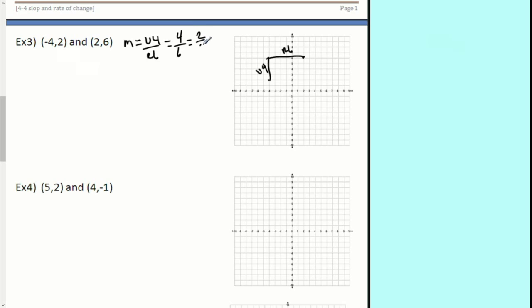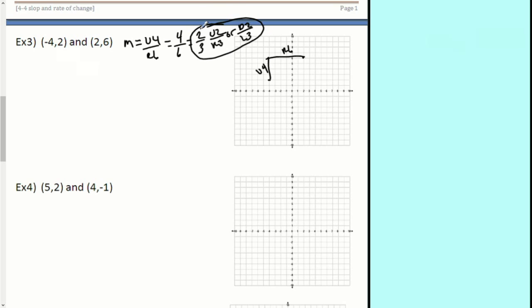2/3. So the slope of this line is 2/3, which means positive 2 means up 2, right 3, or down 2, left 3. Okay?